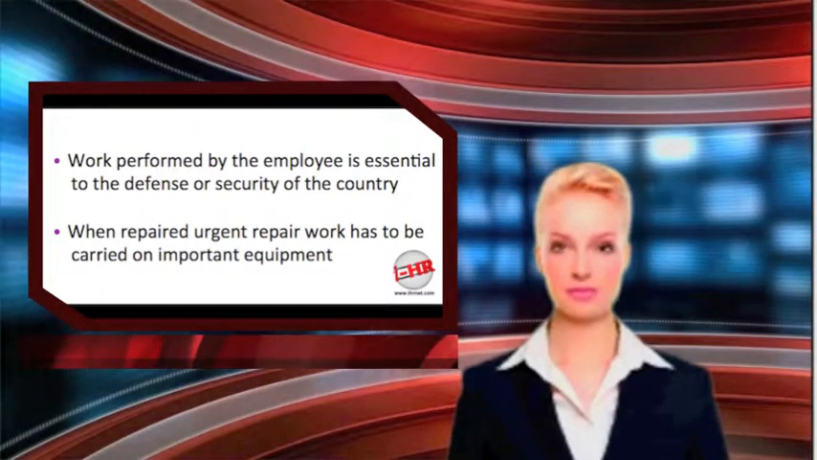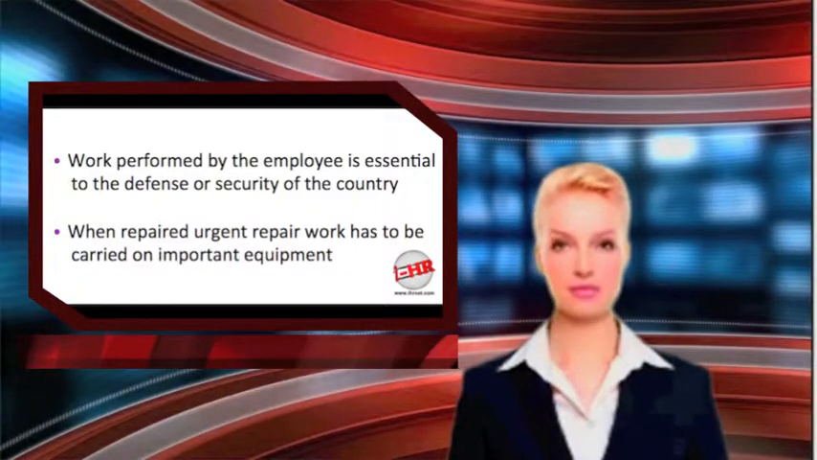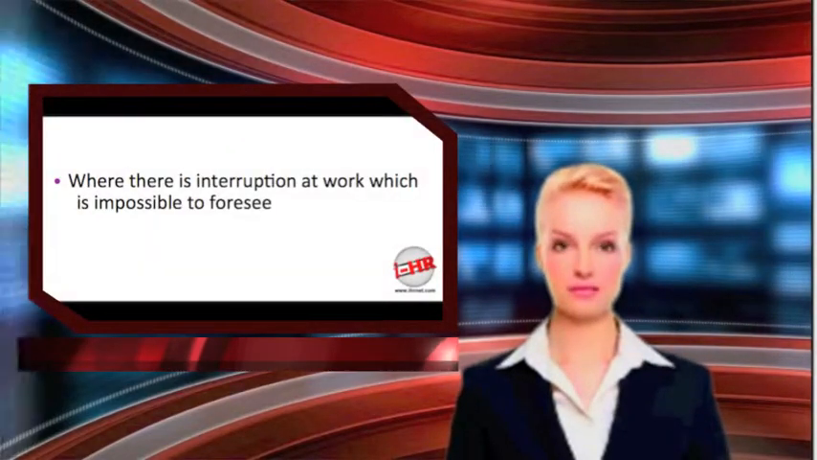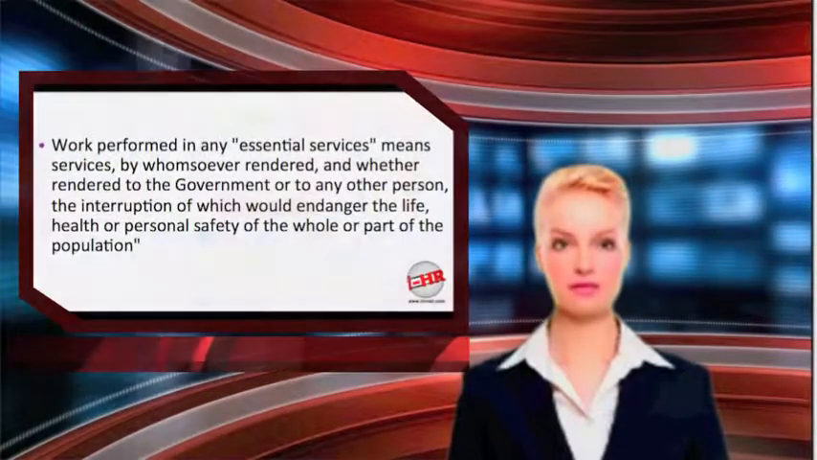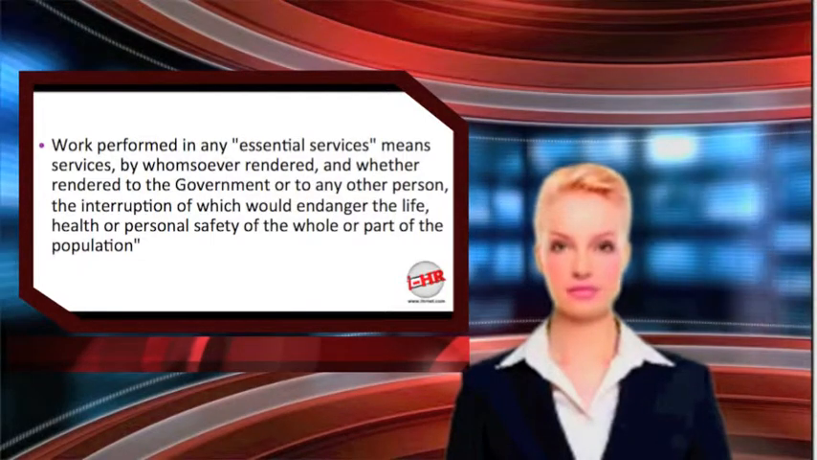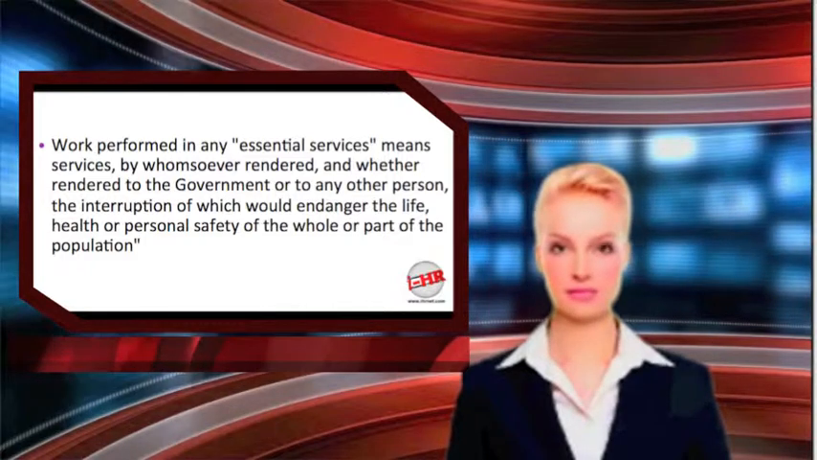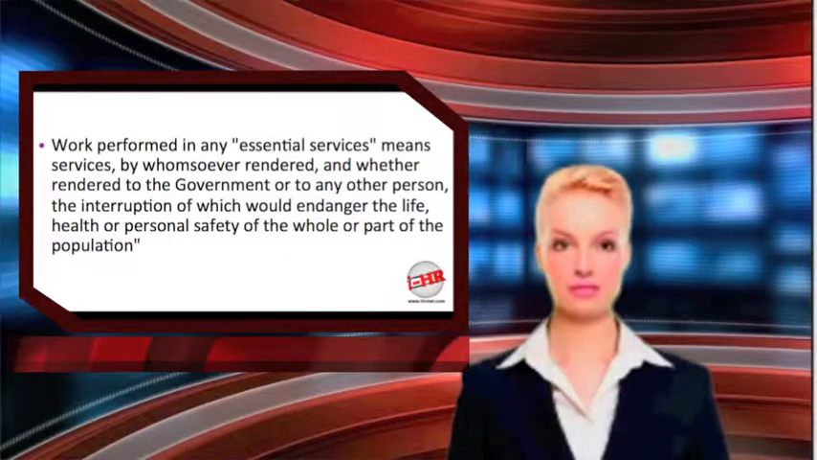or a police officer. Another situation is when urgent repair work has to be carried out on important equipment, which is very essential to the company's operations. Next, where there is an interruption at work which is impossible to foresee, such as a machine breakdown beyond foreseeing. Lastly, work performed in any essential services means services by whomsoever rendered, and whether rendered to the government or to any other person, the interruption of which would endanger the life, health, or personal safety of the whole or part of the population.